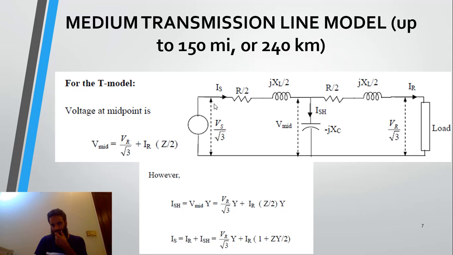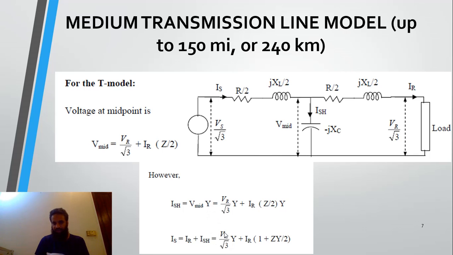Now if we want to develop the equation of the current, the sending end current goes in a straight line. Now it is divided into two portions. One is ISH and the second one is IR. So IS is equal to IR plus ISH, and the equation for ISH is this one.